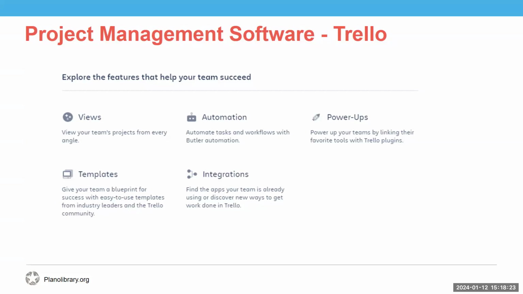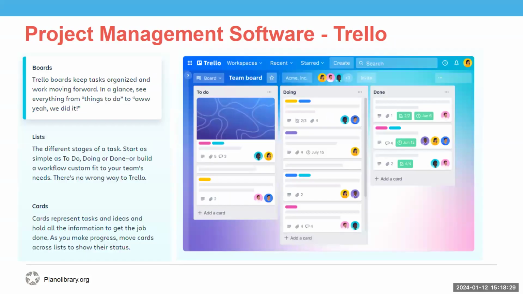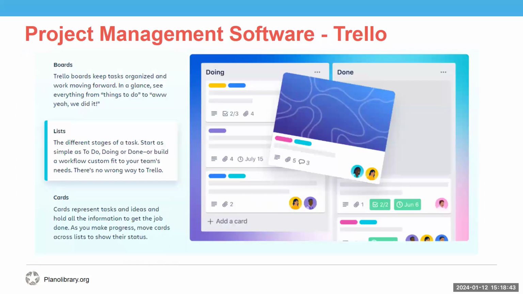So you can see the different features that Trello has to offer. You can see the automation and the integrations and the templates that they have. And then here is some other things that they offer. So they offer boards, as you can see on the screen, and Trello boards keep tasks organized and work moving forward. In a glance, you can see everything that you need to do to things that you have completed. You can make lists, the different stages of a task, which can start as simple as a to-do, doing or done, or you can build a workflow custom fit to your team's needs.